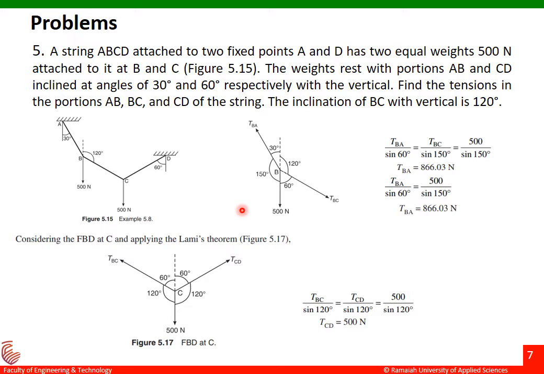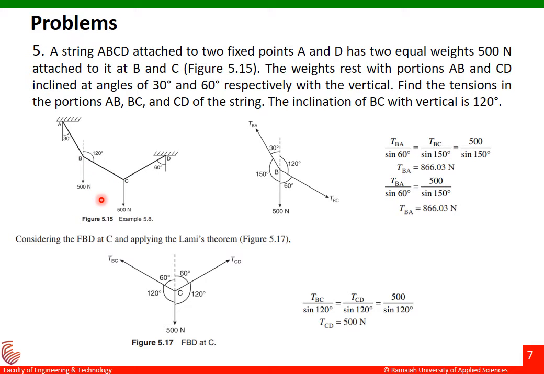So this is the given figure over there. This figure will be given to you. Let me read the question once again by explaining this figure. A string ABCD is attached to two points A and D. So A, B, C, D, and A and D are attached to what? To the support over there. And then there are two equal weights which are attached at point B and then point C. The weights are 500 Newton each there.